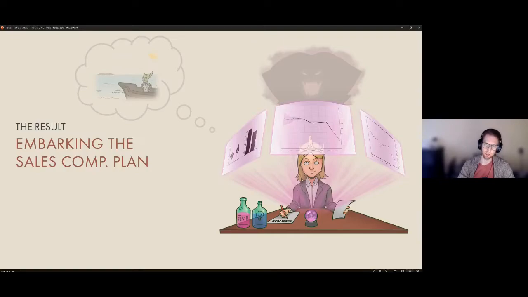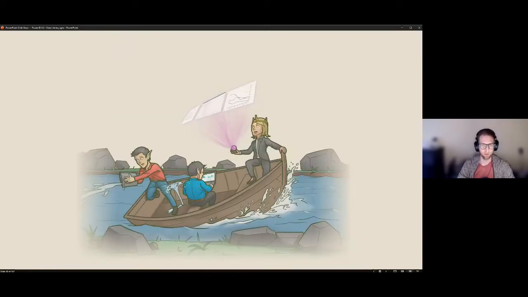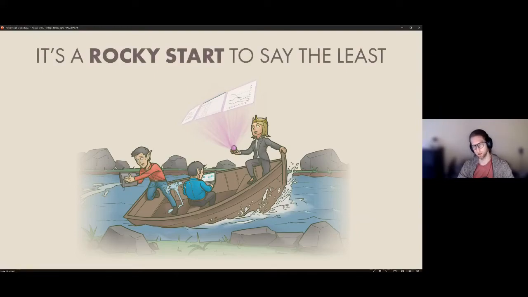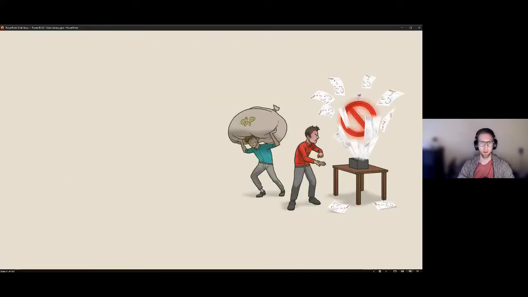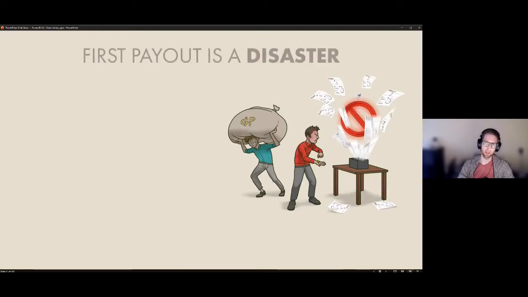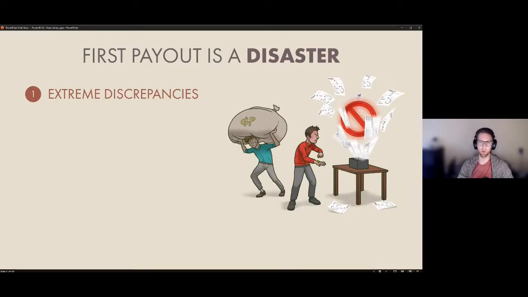Data literacy haunts us, but we don't know it yet. But we soon realize it, as it's a rocky start, to say the least. The first payout period is nothing short of a disaster. There are extreme discrepancies between what people are calculating themselves using their Excel files and exports of the data and what they see in Power BI.